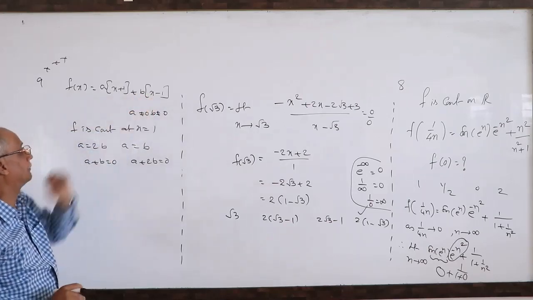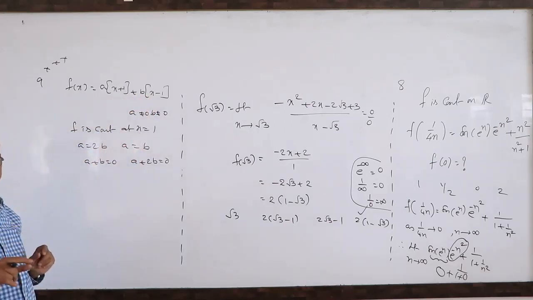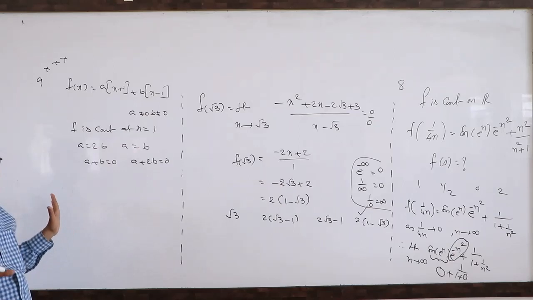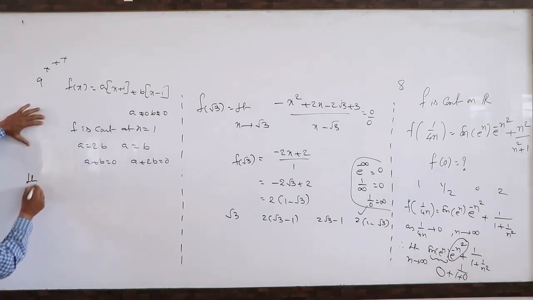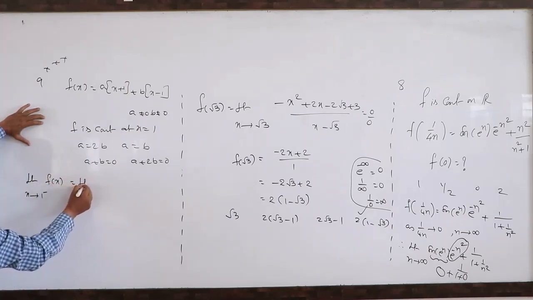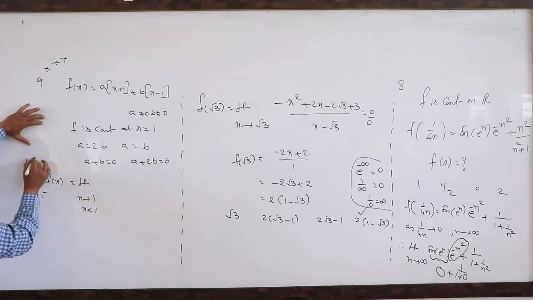Special function. They want it at 1. When there is a special function, definitely left and right only. You cannot go direct limit. Left and right, what is the meaning? Limit x tends to 1 minus f of x, that is, limit x tends to 1 but x less than 1. So we are doing the left hand limit.